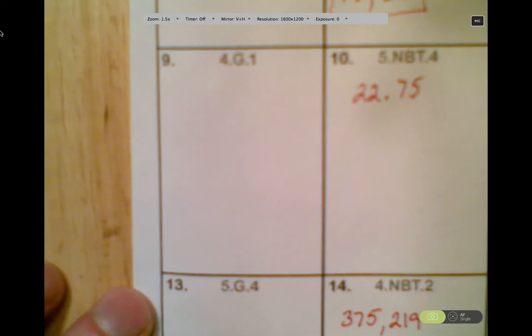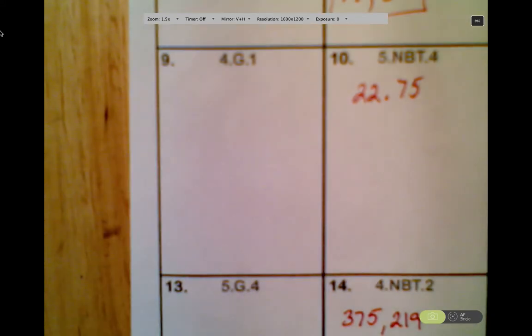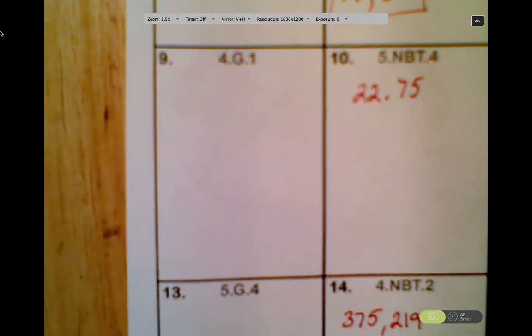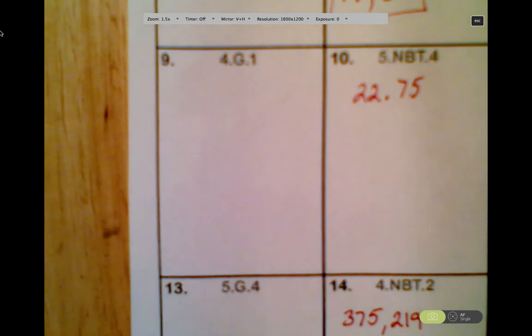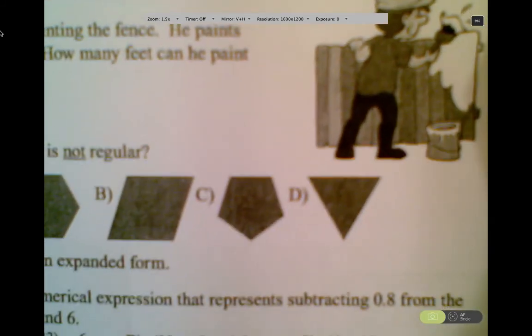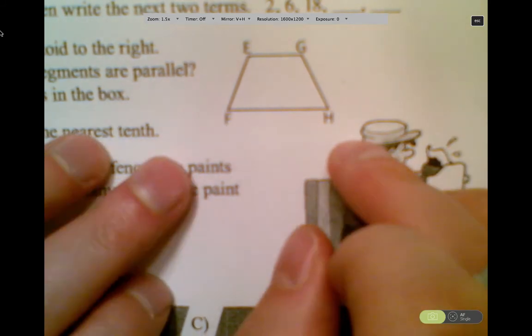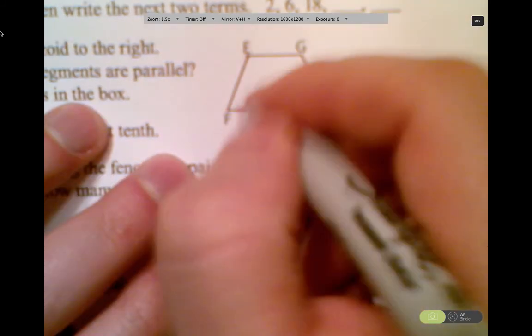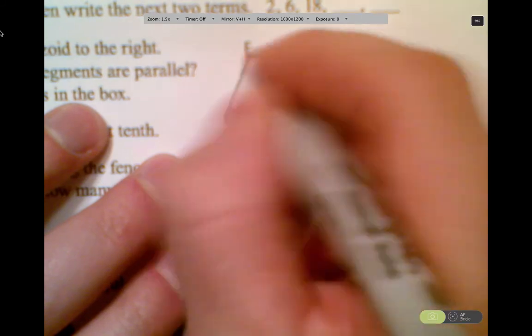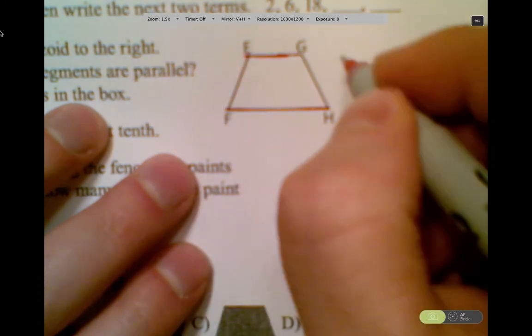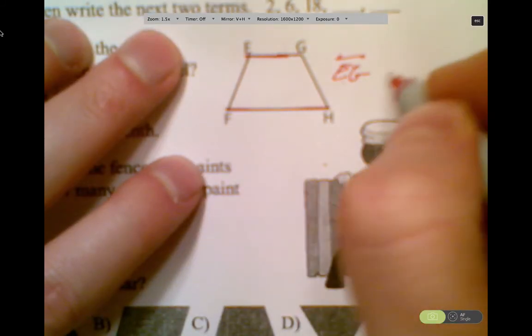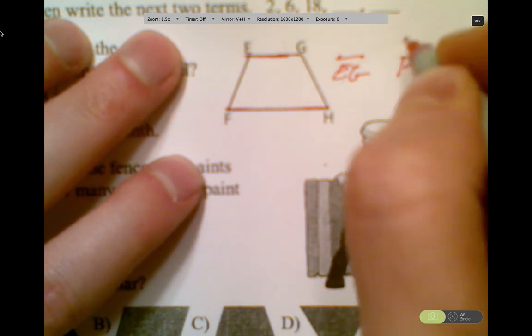Number 9. Look at the trapezoid to the right. Which two line segments are parallel? So here's my trapezoid. Let me show you it. Even though you should have it in front of your face anyway, right? Here we go. So I'm looking for parallel. Those are two lines that will never cross. These cross. Those cross. These two right here will never cross. That's line EG and line FH.